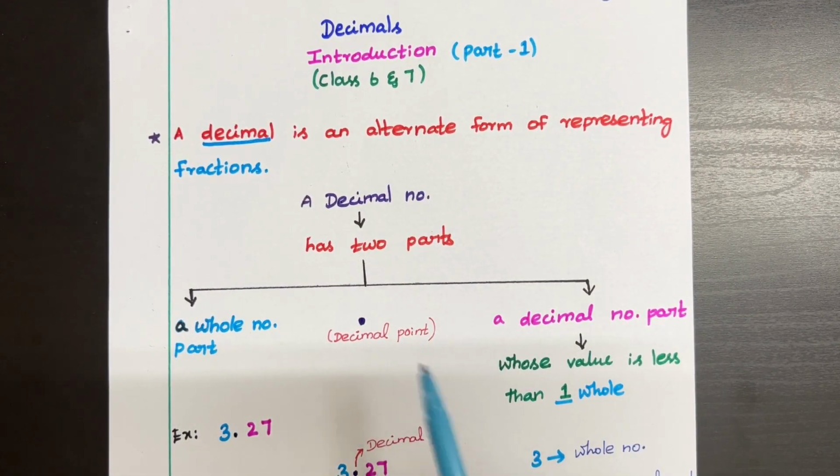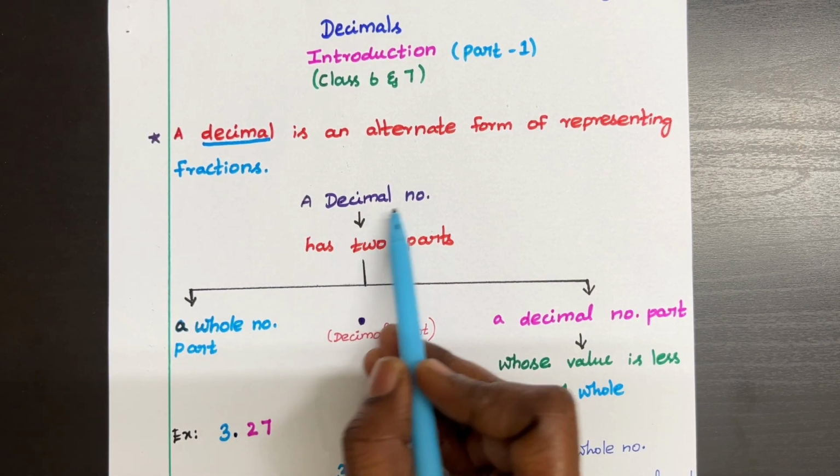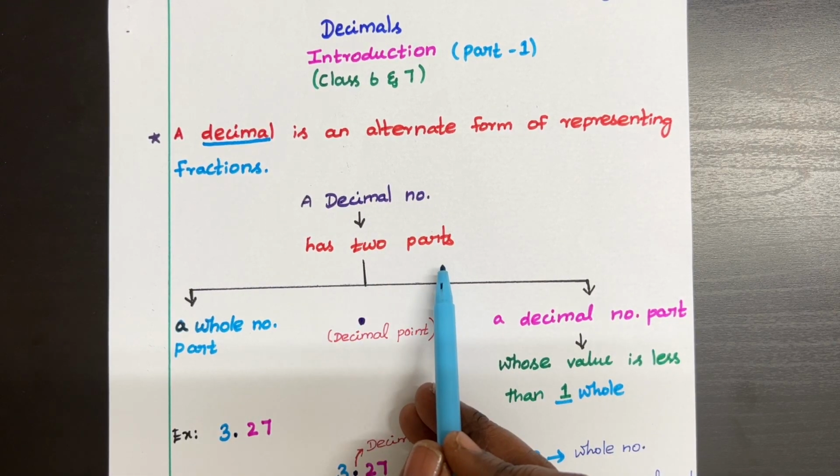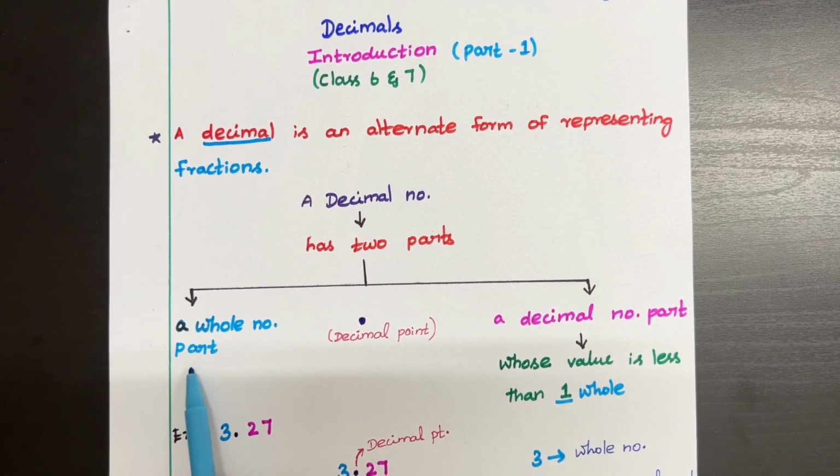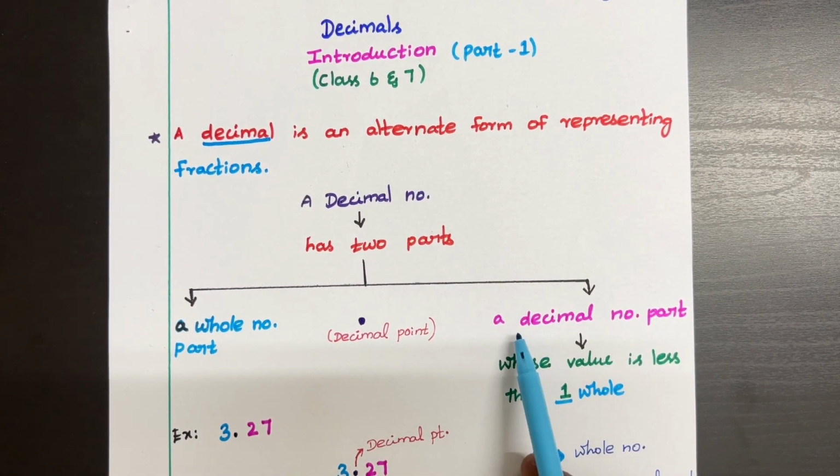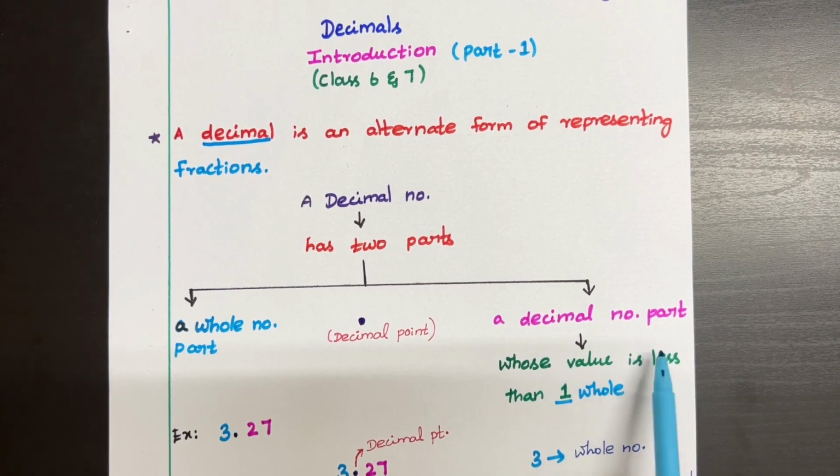A fraction is in the form a by b. A decimal is in the form with points. That's all. Point numbers. Now, a decimal number has two parts: a whole number part and a decimal point. After that, a decimal number part, whose value is less than 1 whole. Always, the decimal part's value is always less than 1.